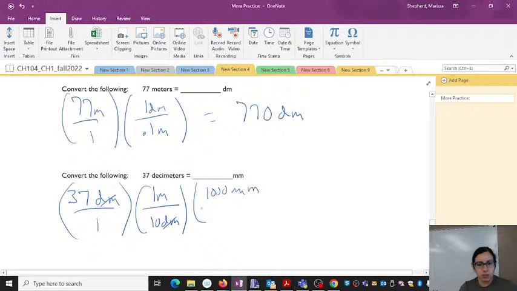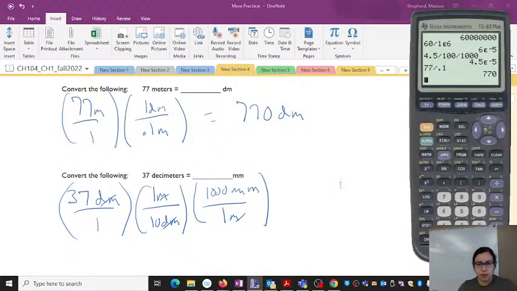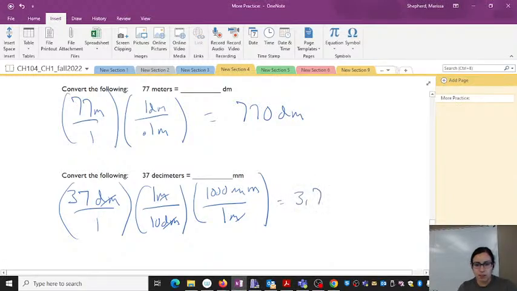1,000 millimeters to 1 meter. So that looks good. So now meters cancels. So now I would multiply everything on top first. So I'll do 37 times 1,000 divided by 10. And that gives us a final answer of 3,700 millimeters for that one.